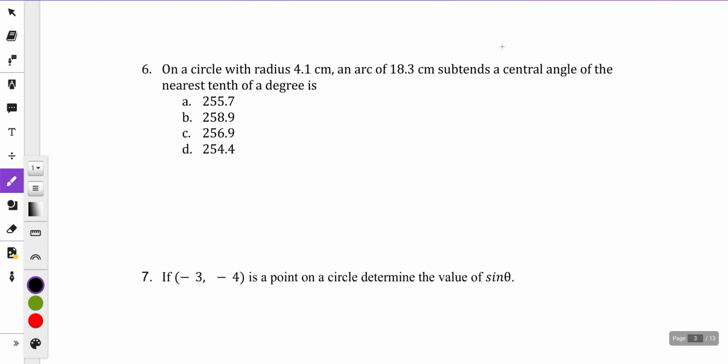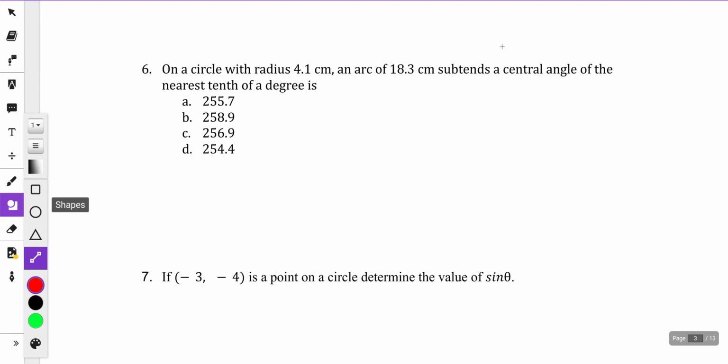On a circle with a radius 4.1 centimeters, an arc of 18.3 centimeters subtends a central angle of the nearest tenth of a degree. That's a bad sentence. Kind of just funny worded. We'll draw it though.